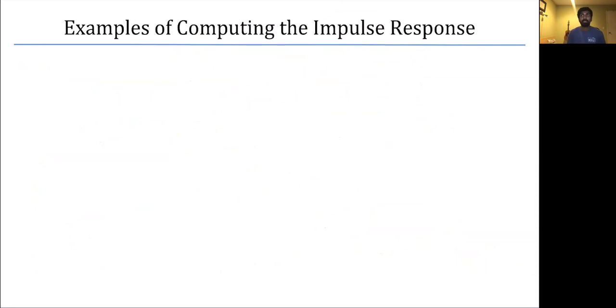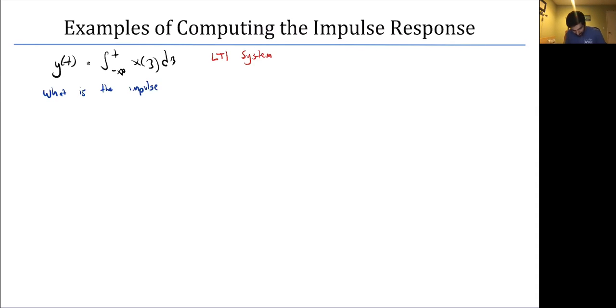Okay. So now let's move on to examples of computing the impulse response. I'm going to start with an LTI system like this: y of t equals the integral from minus infinity to t of x of tau d tau. And I'm going to tell you that this is an LTI system and you can calculate offline to verify that this is indeed the case. So now I have an LTI system. And so the question that I might ask is, what is the impulse response h of t of the system?